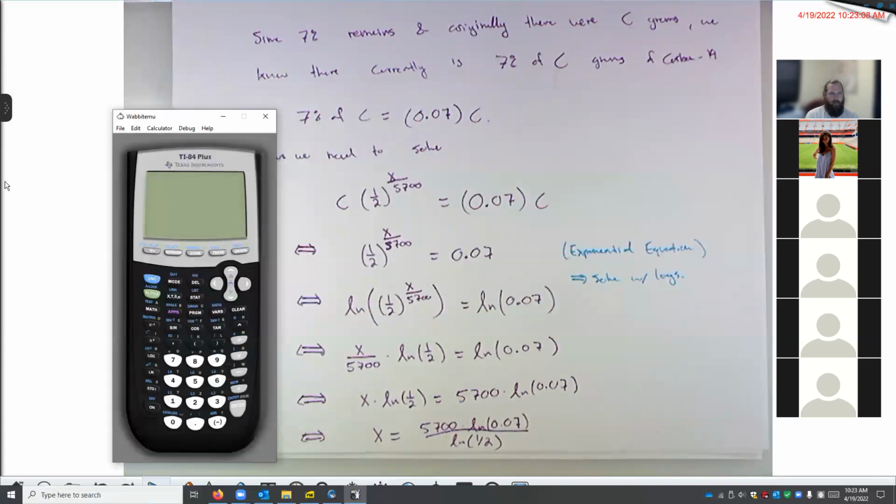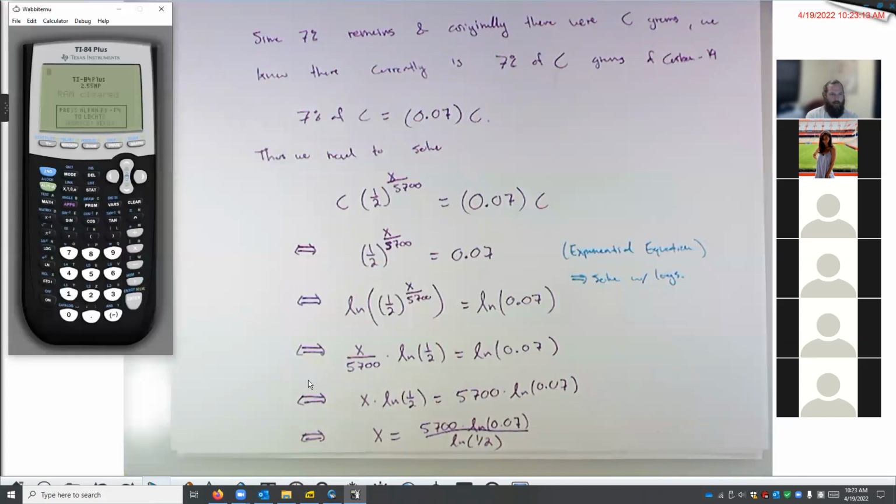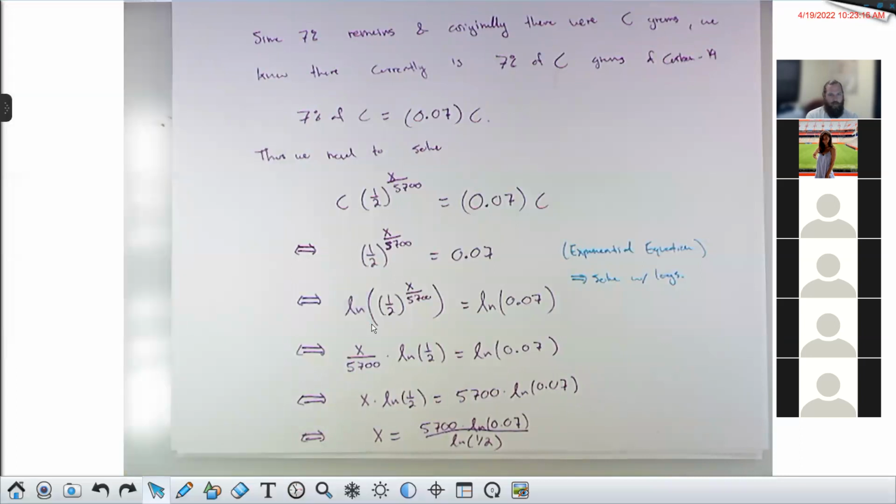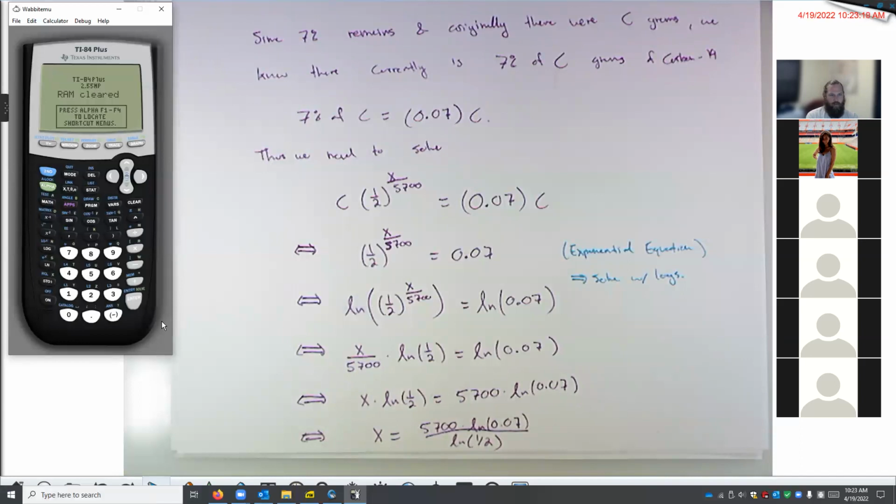If we want to approximate this as a decimal, we can by using our calculator. This is one of the reasons why we choose to use the natural log, because your calculator has a natural log button. So I'll type 5,700 times the natural log of 0.07. I'll go ahead and hit enter here. That's my numerator. And then I'm going to divide that by the natural log of 1/2. And I get 21868.06.